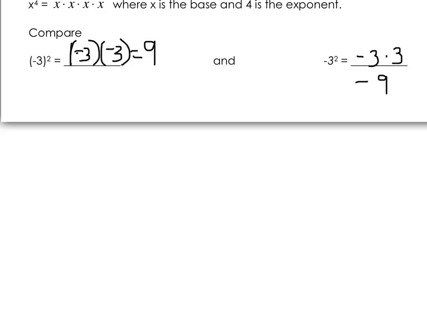Be very careful when you are raising negative numbers to even exponents. You have to be aware, are you squaring the negative sign or not? The parentheses tell you when to include the negative sign.